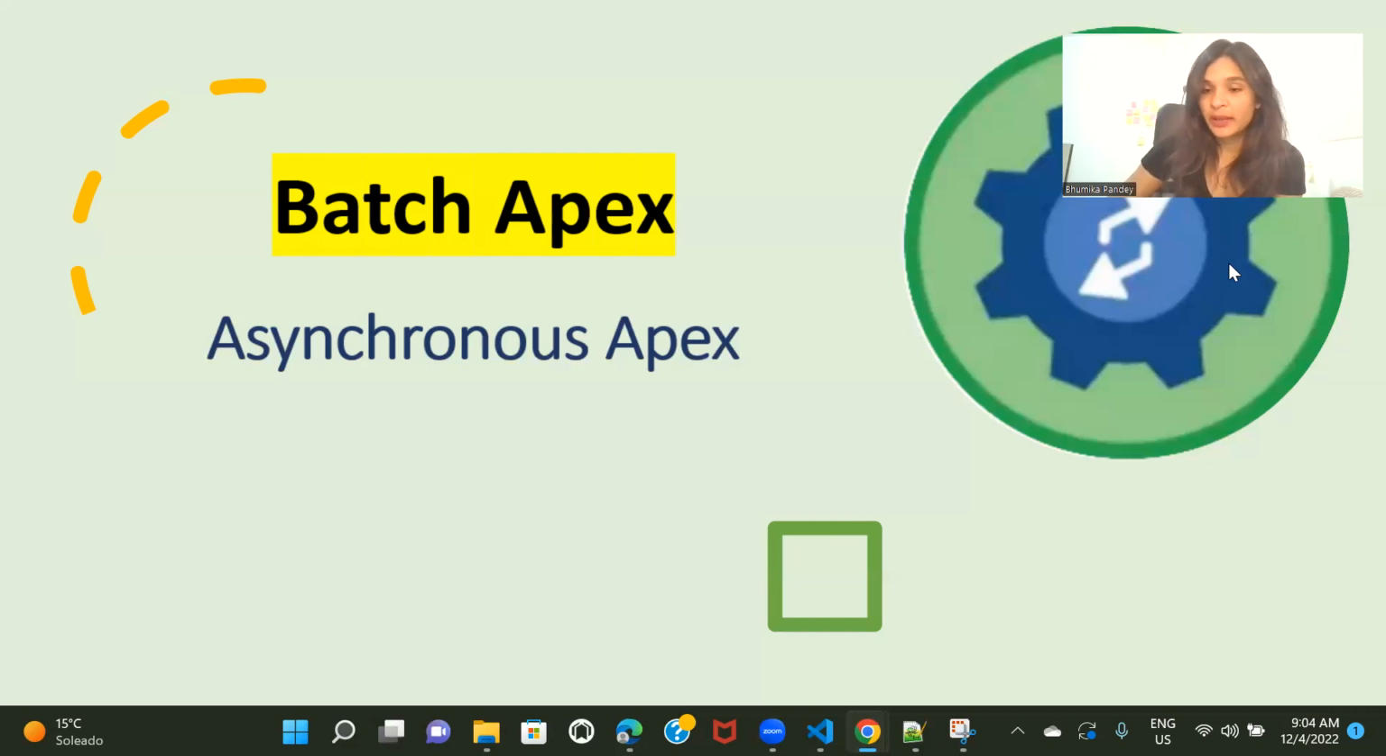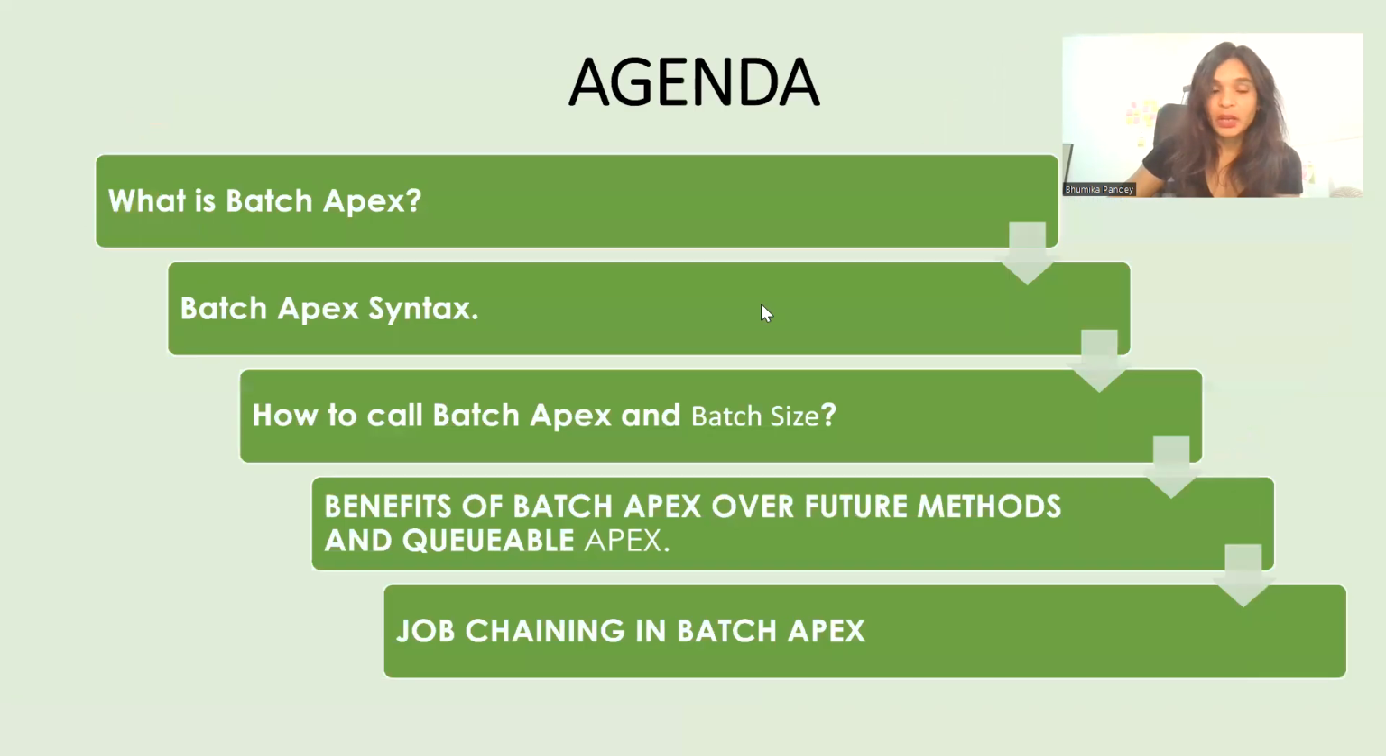Let's have a look at the agenda for this session. We are going to talk about what batch Apex is, what the syntax for batch Apex is, how to call batch Apex, and what about batch size: what is the maximum, the minimum, and the default batch size. Then we'll talk about the benefits of batch Apex over future methods and queueable Apex, and also job chaining in batch Apex.